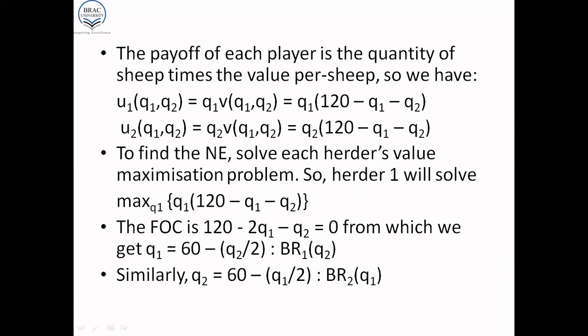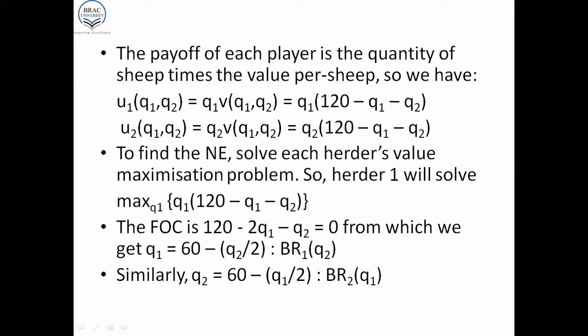So let's solve herder 1's value maximization problem. So herder 1 will maximize by choosing Q1. Remember, even though the herder's value depends on the number of sheep brought in by the other herder, he himself can only control the number of sheep he brings to the field. So when he's going to maximize the value function, he will choose Q1 if he is herder 1.